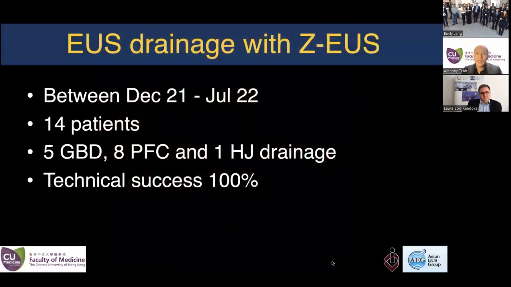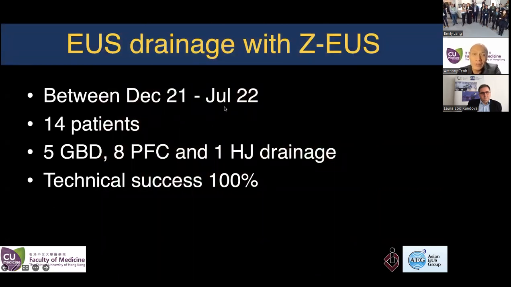So as you can see, between December 2021 till now, we had some experiences. This is not all my patients. It included Rasti, Pires, Miranda. We did this as a group, so it's not only me. Several gallbladders, several PFCs, and one complicated exchange drainage. Technical success was 100%. And I think the stent worked very well in terms of simple procedures as well as complicated ones.